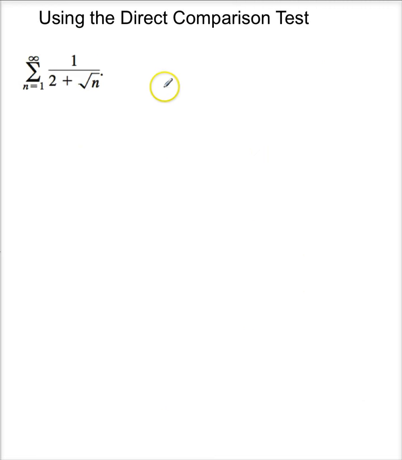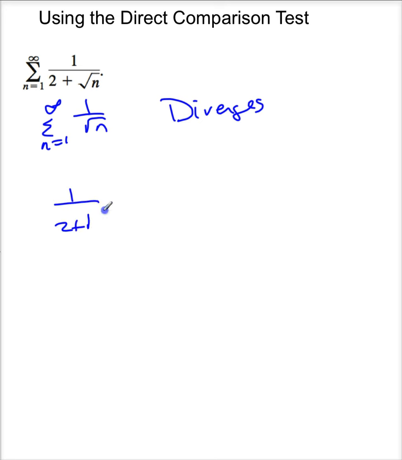Now let's look at this one right here: 1 over 2 plus the square root of n. Now, you want to compare this to the sum as n goes from 1 to infinity of 1 over the square root of n. And we know this diverges by the p-series. So let's look at a term-by-term comparison. 1 over 2 plus the square root of n. Is this always less than or equal to 1 over the square root of n?